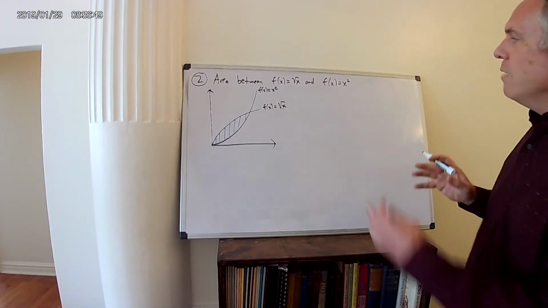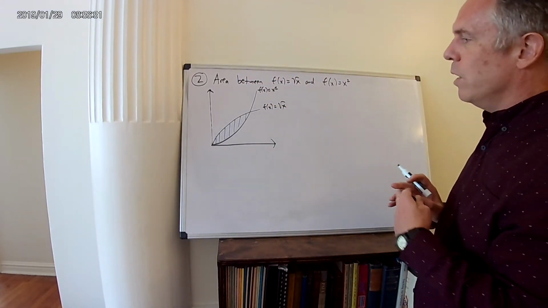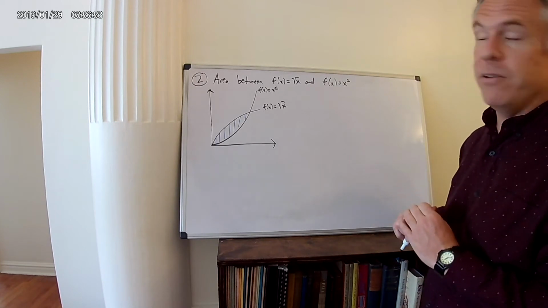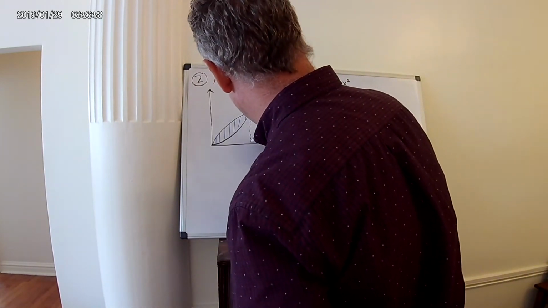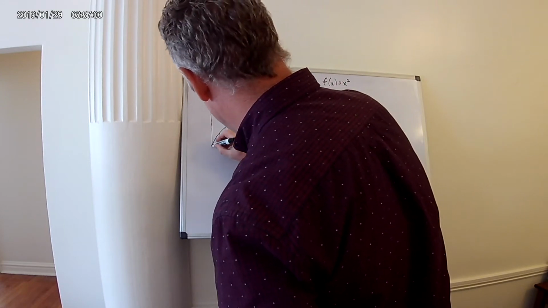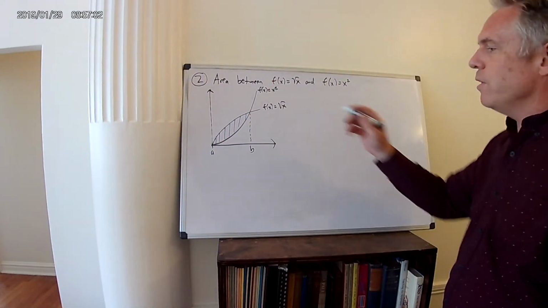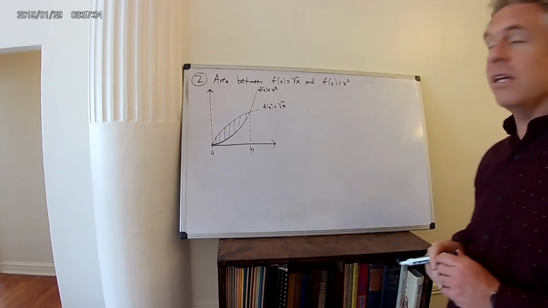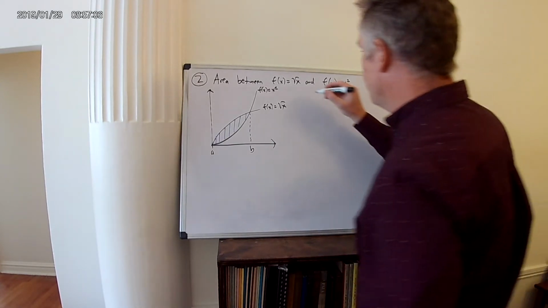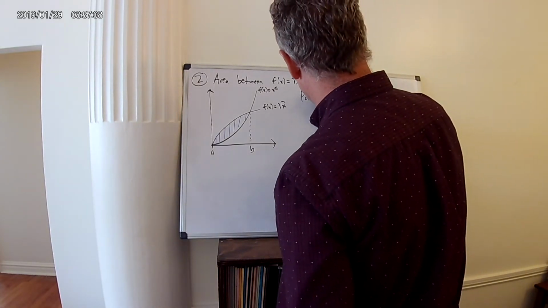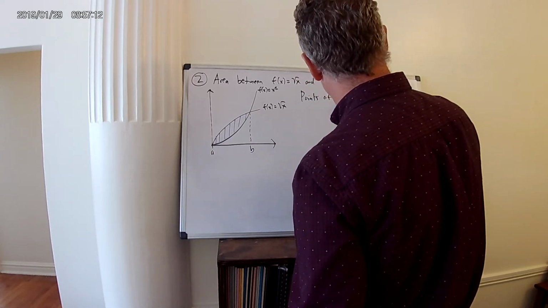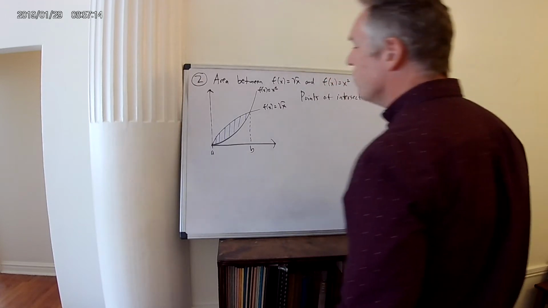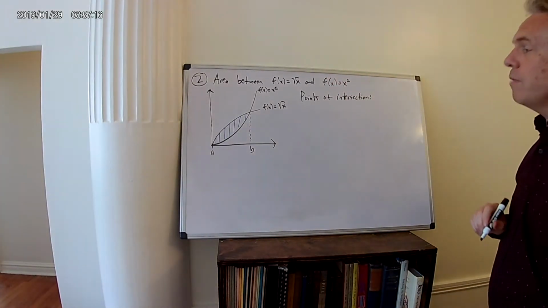Here we're not given an interval over which we're interested in calculating the area. We actually have to figure out what this interval is. In other words, this is our interval here. This is point B, and this is point A right here. But we need to figure out A and B. We're not given A and B. So in other words, we need to figure out the points of intersection of these 2 curves. How do we do that?